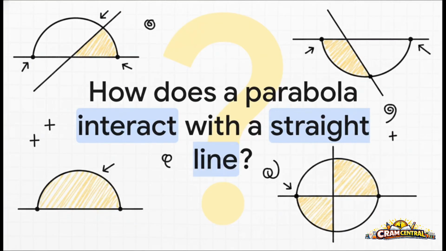Which leaves us with this final thought to chew on. We know exactly what a parabola is, and we definitely know what a straight line is. But how might a sweeping, U-shaped parabola interact with a straight line when they're thrown together into a complex system? Do they cross once, maybe twice, not at all? Figuring out that interaction is your gateway to the next exciting level of algebra.